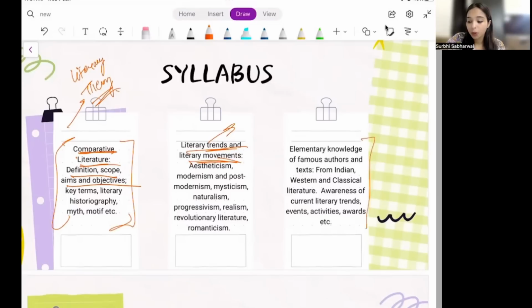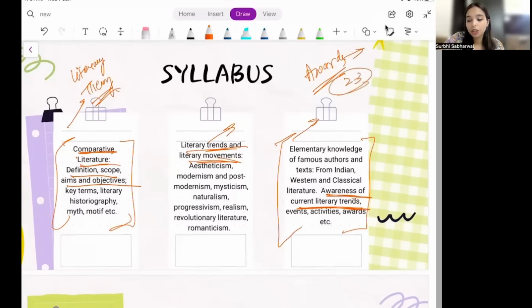And lastly, we would have awareness of current literary trends. You also get questions on awards. So, for example, in the past year's examination, you had a question on which is the highest form of literary award that is given in India, right? So again, this becomes important because you get 2 to 3 questions on topics such as awards. You get questions on literary trends.